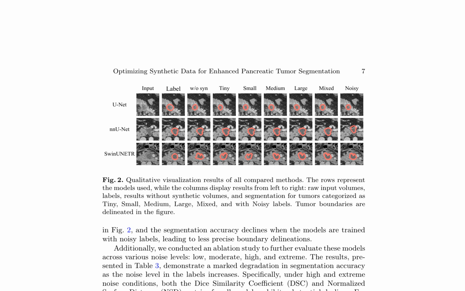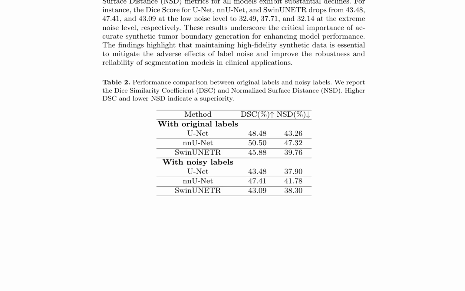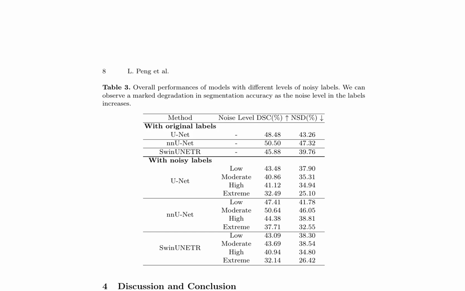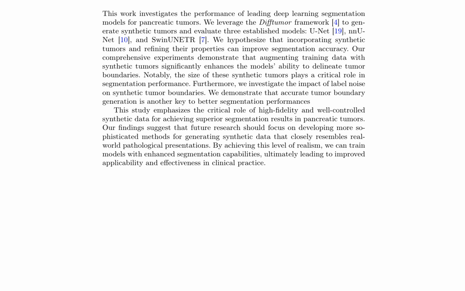The research paper discusses the optimization of synthetic data for enhanced pancreatic tumor segmentation. It compares the performance of UNet, NNUNet, and SwinUNETR models on various levels of noise in the labels. The study highlights the critical importance of accurate synthetic tumor boundary generation to mitigate the adverse effects of label noise and improve model performance. The authors demonstrate a marked degradation in segmentation accuracy as the noise level in the labels increases, emphasizing the need for high-fidelity synthetic data. The findings suggest that future research should focus on developing more sophisticated methods for generating synthetic data that closely resembles real-world pathological presentations.